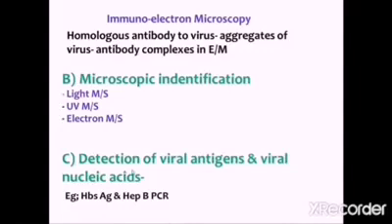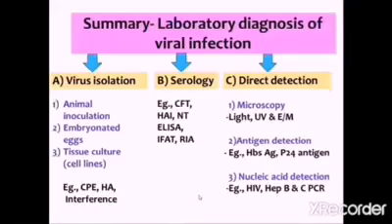Then is detection of viral antigens and viral nucleic acids. So this is direct detection, and for example, in case of hepatitis B surface antigen, this is the antigen which can be detected, and then nucleic acids in case of hepatitis B PCR, hepatitis C PCR, etc.